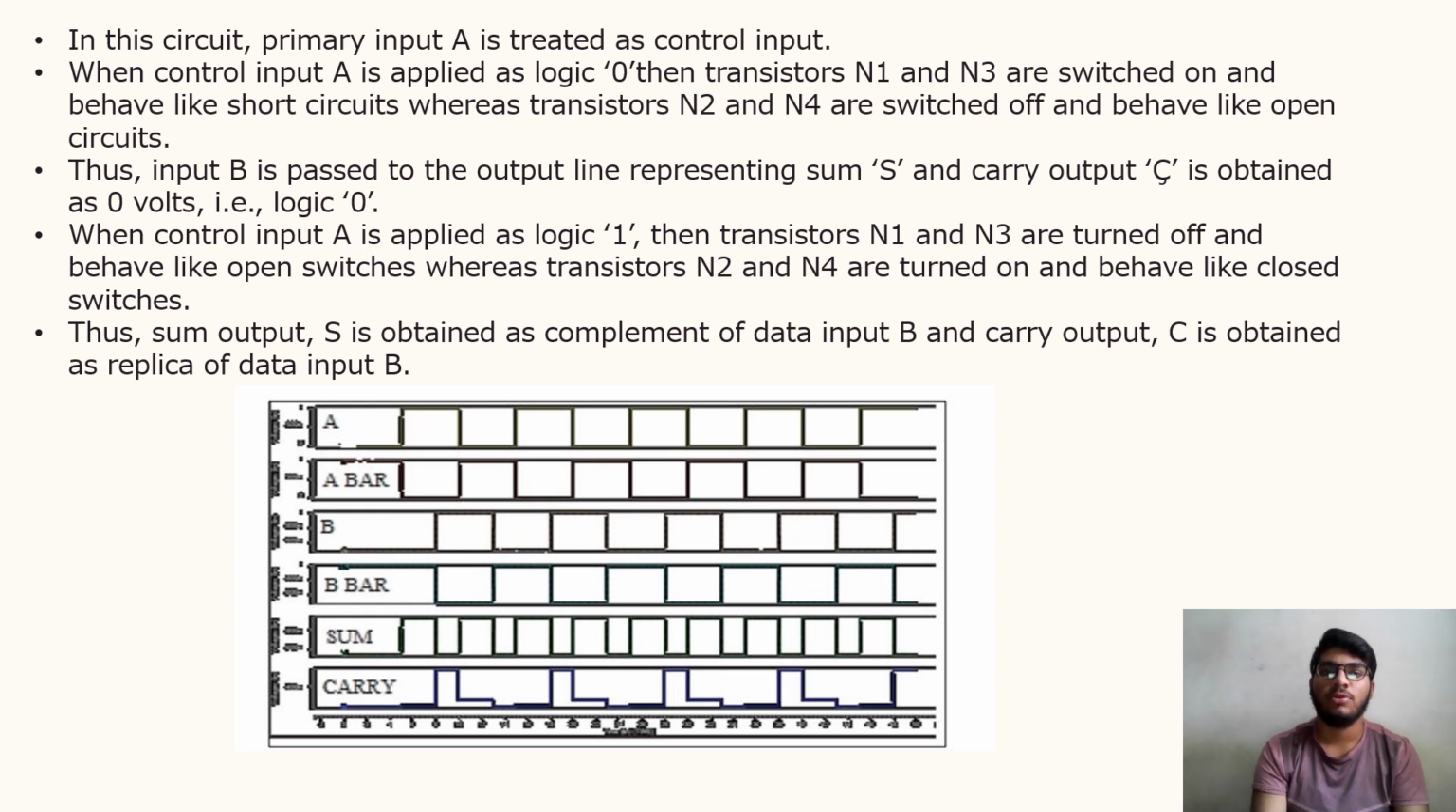When control input A is applied as logic 1, then the transistors N1 and N3 are turned off and behave like open switches, whereas transistors N2 and N4 are turned on and behave like closed switches. Thus, sum output S is obtained as the complement of data input B and carry output C is obtained as a replica of data input B, and the simulation waveform is also given.